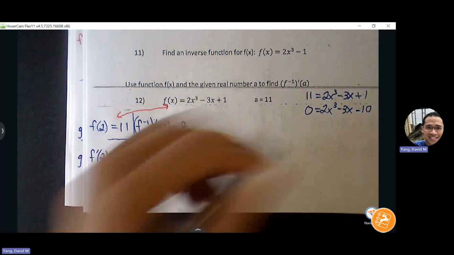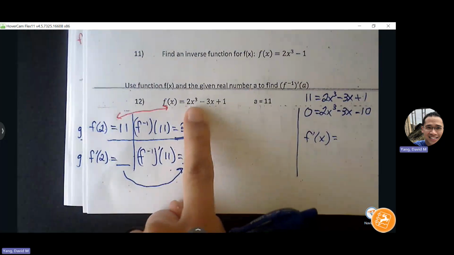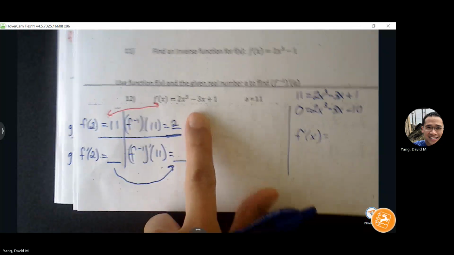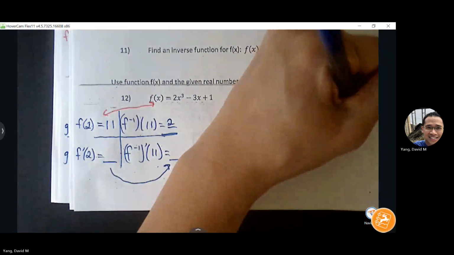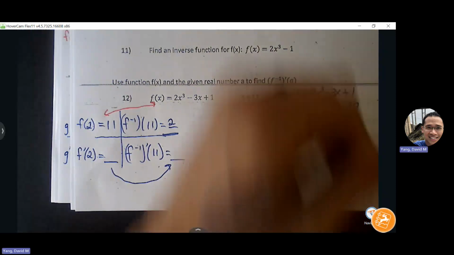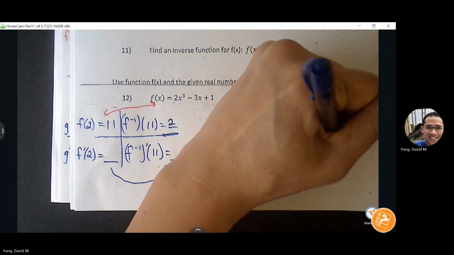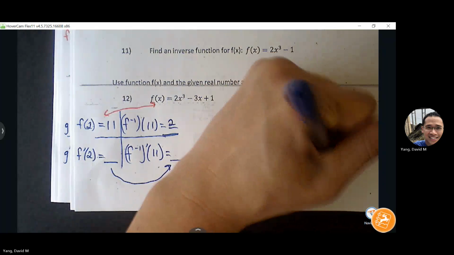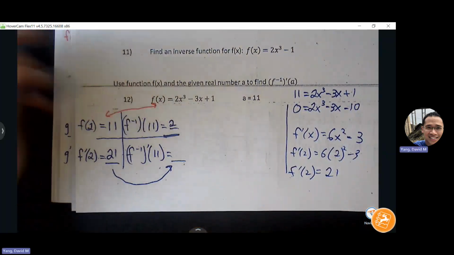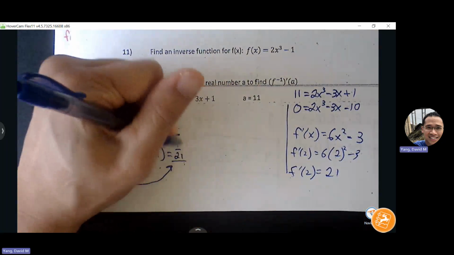So how can I get to f prime of 2? First, find f prime of x, easy power rule. That's 6x squared minus 3. What's f prime of 2? So if the slope has a steepness of 21 on the f graph, there must be a slope of what on the inverse graph? Well, 1 over 21. That's it.